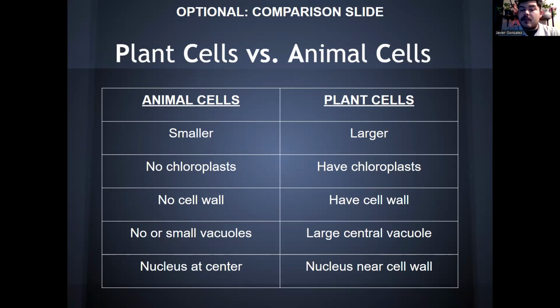Animal cells have no cell wall. We have a cell membrane. The plant cells have a cell membrane and a cell wall. Animal cells have no or small vacuoles. Plant cells have large central vacuoles. Animal cells have a nucleus at the center. Plant cells have their nucleus towards the cell wall.